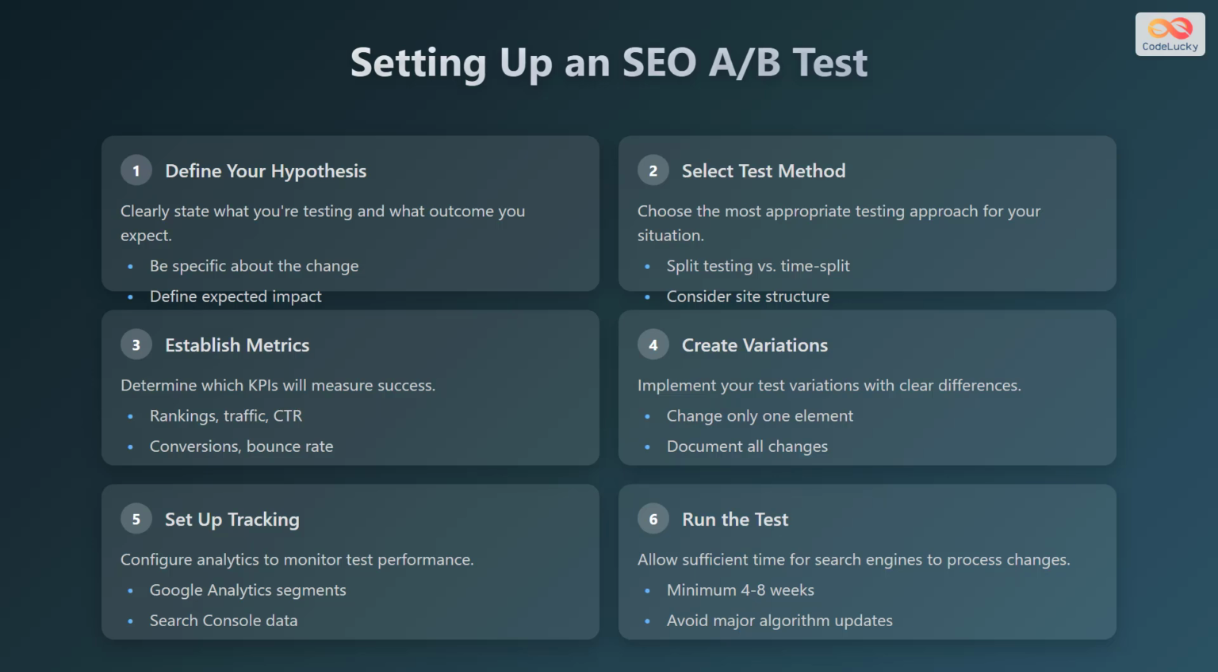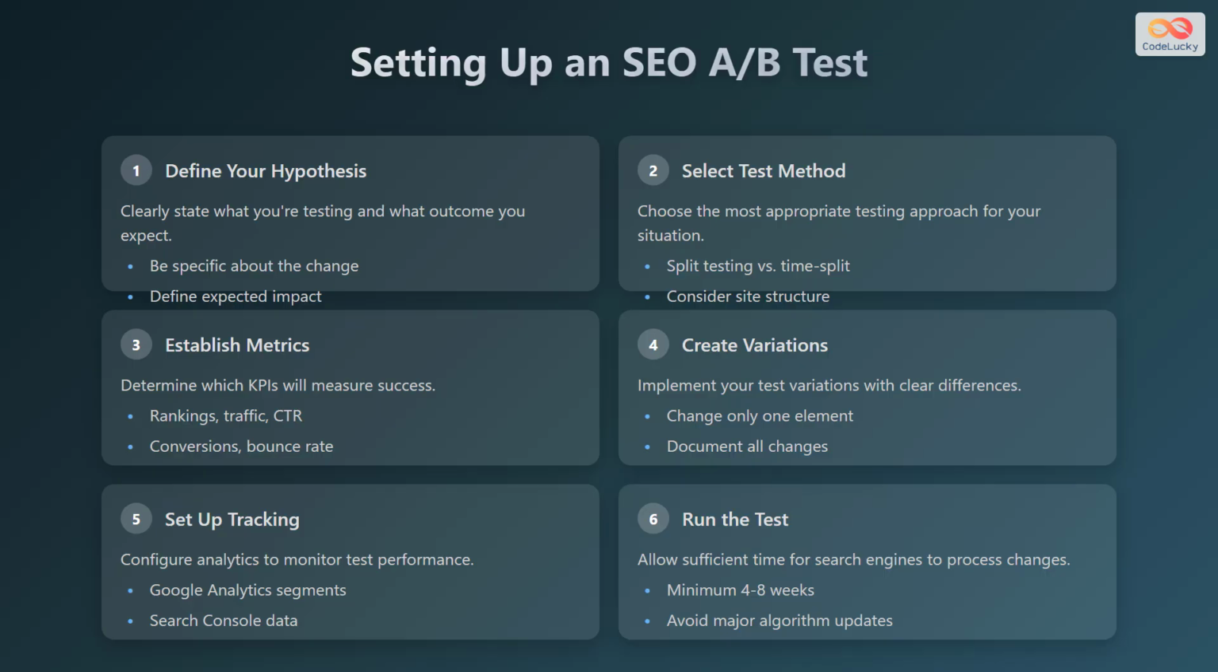Secondly, select a test method. Choose the most appropriate testing approach for your situation. Consider split testing versus time-split testing. Thirdly, establish metrics. Determine which key performance indicators or KPIs will measure success. These might include rankings, traffic, click-through rate, conversions, and bounce rate.